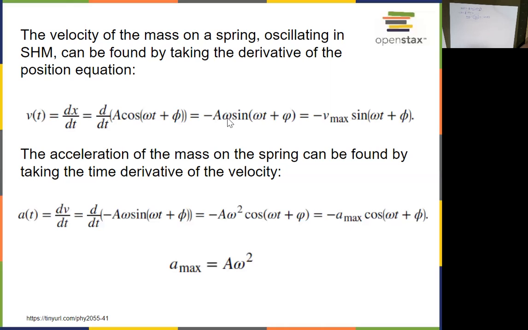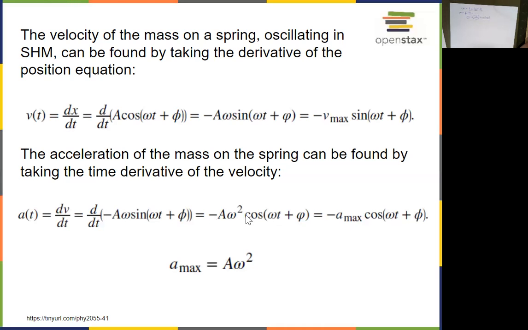A and omega are constants, so they remain. Then you take the time derivative of the sine function. Sine becomes cosine, but there's a negative sign in front. So then minus A omega, right, times cosine, and then you take the derivative of the expression in the parentheses, so another omega comes out. So it becomes minus A omega squared, okay?